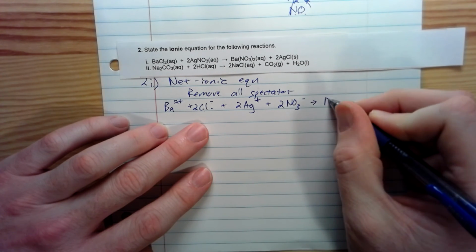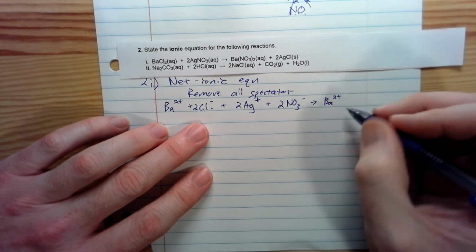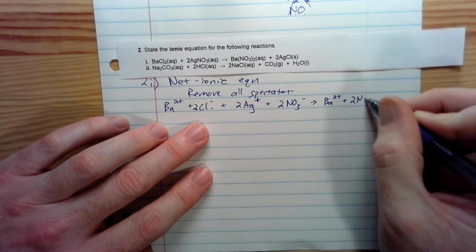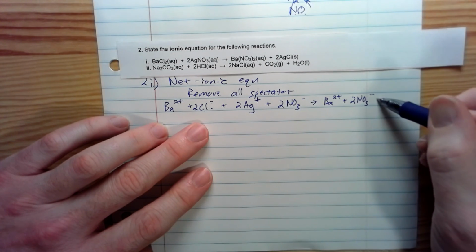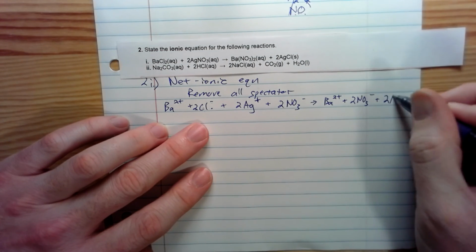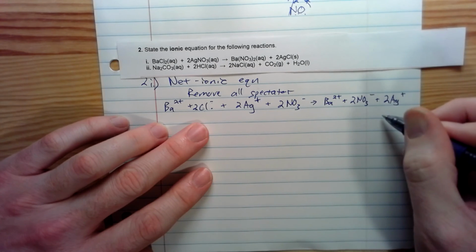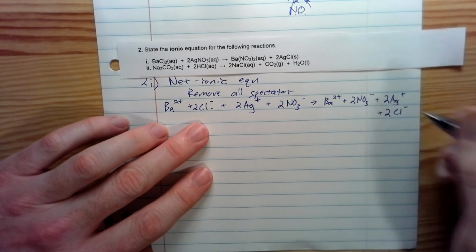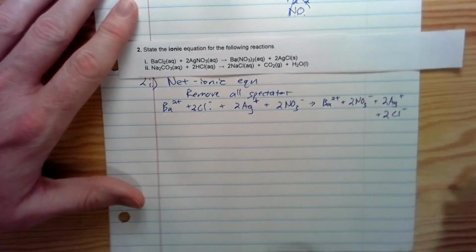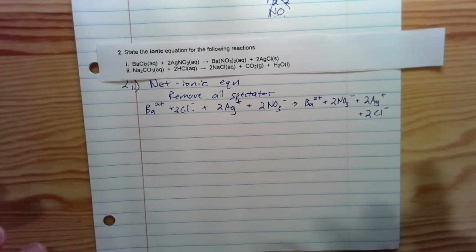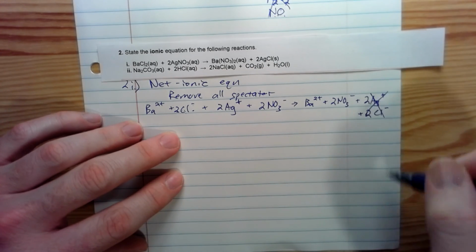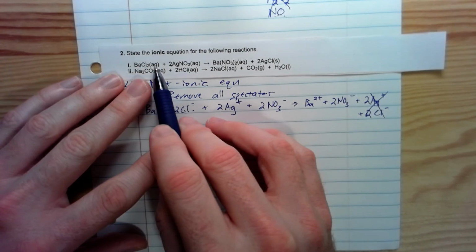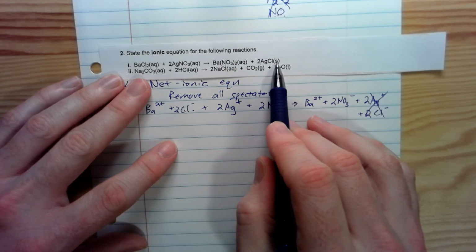And then there's 1 barium 2 plus, and there are 2 nitrates over here from this guy. And then there are 2 silvers, and let's see, 2 chlorines right here, excluding all the state symbols. So what I did is I just broke them all apart. Now, actually, what I shouldn't have done is I shouldn't have done this. I made a mistake because this guy right here is a solid.